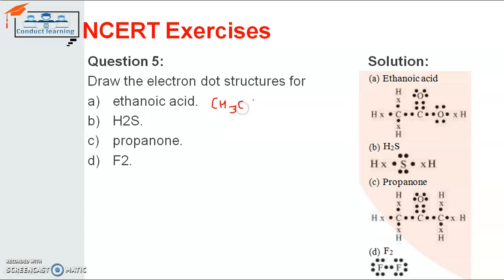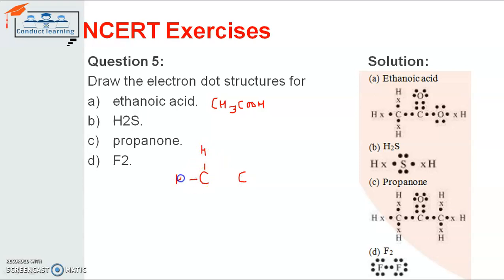This is the chemical formula because ethanoic acid is based on ethane and the oic functional group, and the oic functional group is COOH. So to draw its structural diagram, first of all the number of carbon atoms is 2. So I will first take those carbon atoms, and accordingly I will take the hydrogen atoms also.